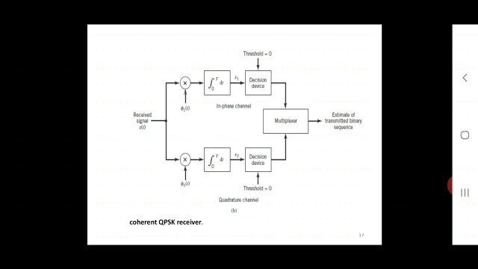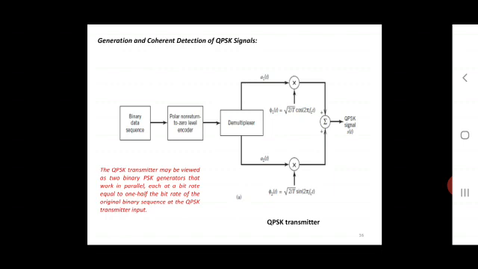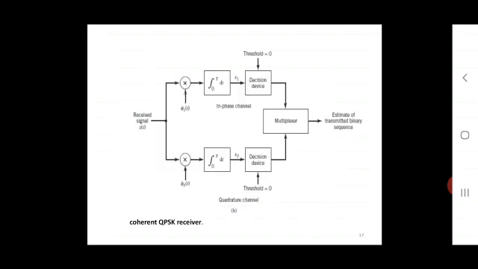Then phi 1 of t and phi 2 of t, and integration from 0 to T into dt, and x1 goes to the decision device. Then it is given to the multiplexer, and combination of these two takes place. Finally we get an estimate of the transmitted binary sequence. And here we have two channels, one is the in-phase channel and the other one is the quadrature channel. So look at this here, the demultiplexer is used at the transmitter end, and here we are using a multiplexer to combine both. Finally we get the received signal, which is the same as the transmitted signal.